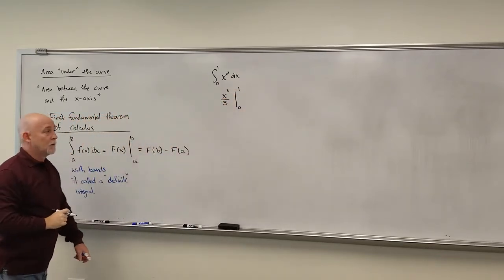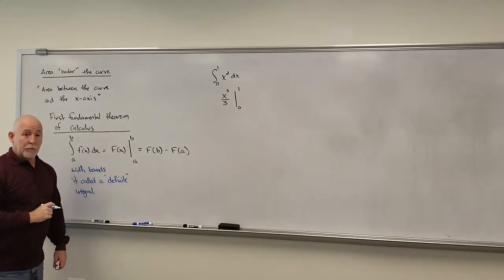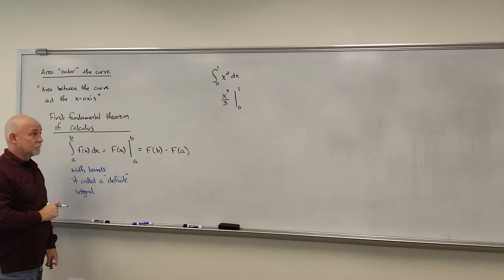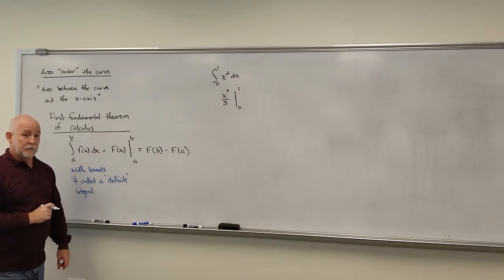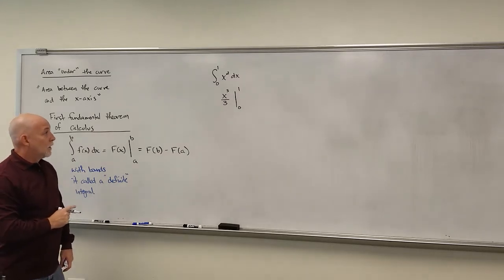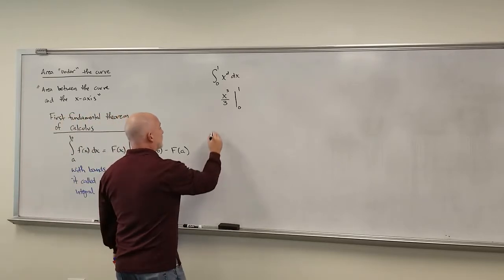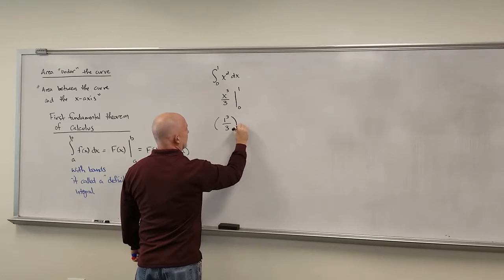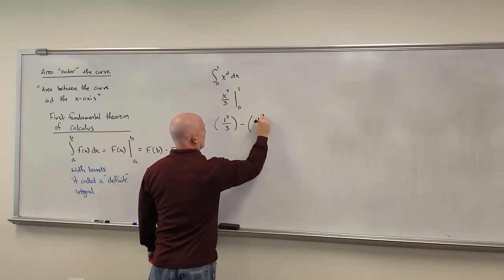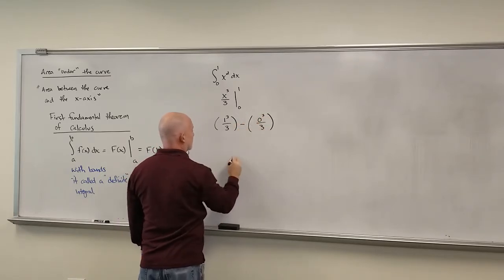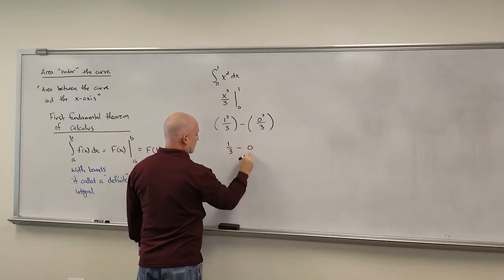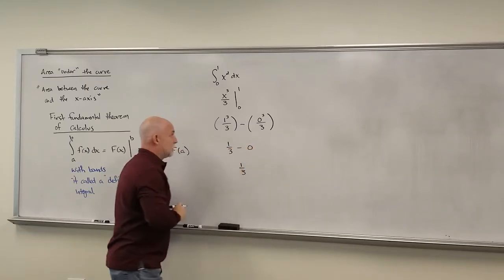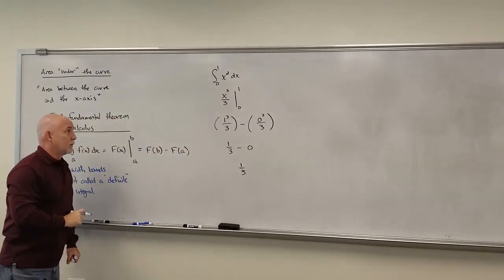Now, hopefully a couple of you just said, hey, Mr. Bentley, you just forgot the plus c. And I did and I didn't. I'll show you here in a second. All right, so now what do we do? We plug in the top endpoint. So when I plug in the top endpoint, I get 1 cubed over 3, minus when I plug in the bottom endpoint, I get 0 cubed over 3. So this is 1/3 minus 0, which is 1/3.